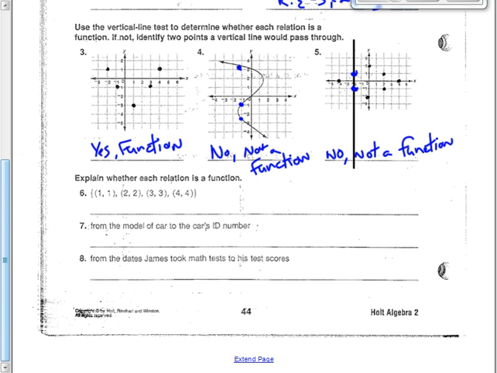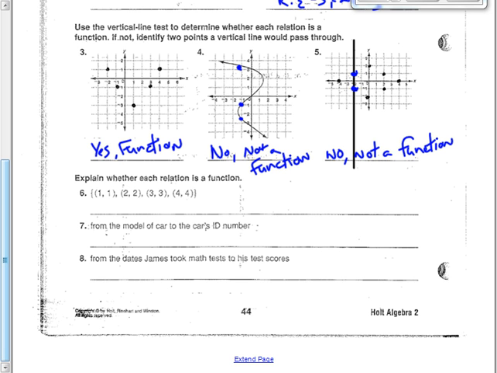Number 6, tell whether the relation is a function. We did one like number 6 up on top, so I'm not going to do that one. Number 7, now this is a real life situation. The model car to a car's ID number. So the question is, does each model car only have one ID number? And if it does, then it's a function. If it doesn't, it's not a function.